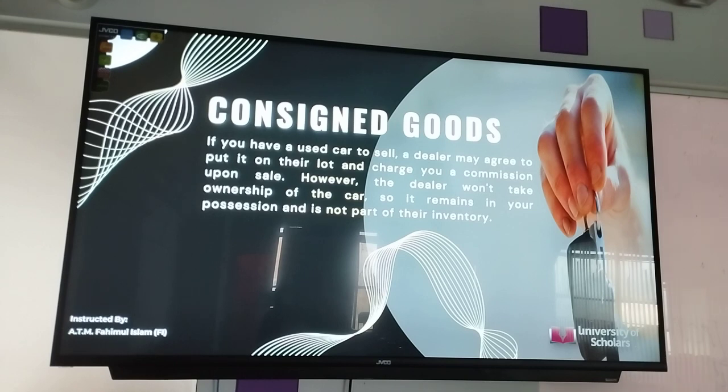So to summarize, consigned goods are products or items that are in your possession, but you give that to someone to hold for you or to sell for you, and in return they will get some kind of service charge or commission for keeping your inventory. Even though that's not in your physical inventory, you have to record that as your inventory in your statements.